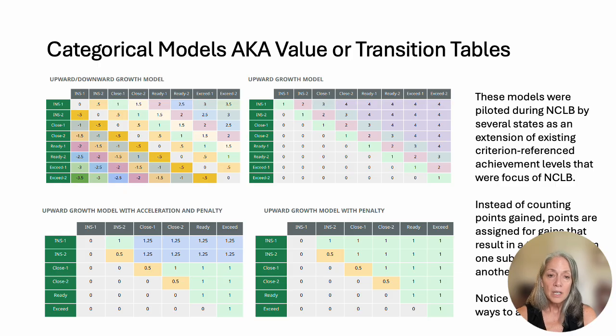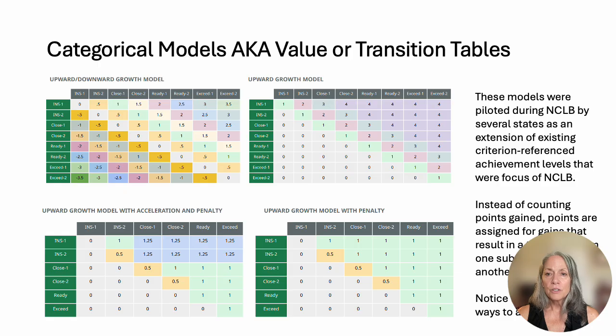Some models, and you can see here's 4 different models, they all differ. The most popular models are models that give points for upward growth. Some of them give upward growth in the lower levels and also upward growth in the higher levels, and also give you credit for staying the same. Other models give you upward growth only at the bottom, at the low end, and give you the same amount of points once a student has achieved a certain level of proficiency or higher.